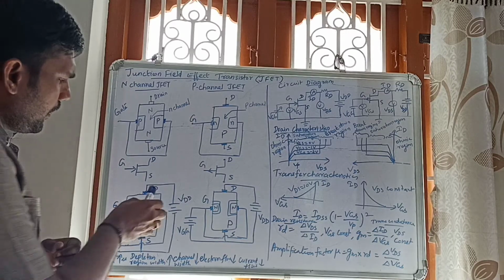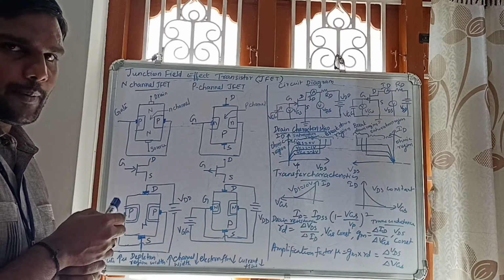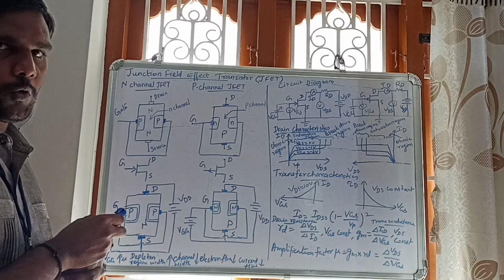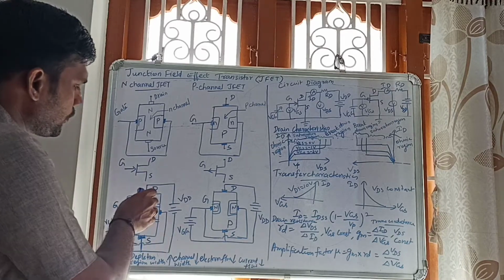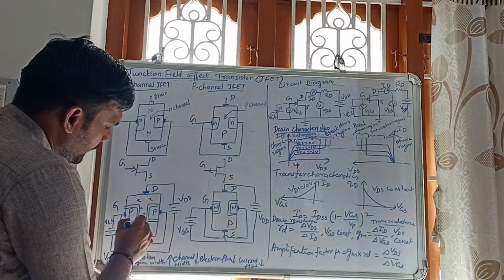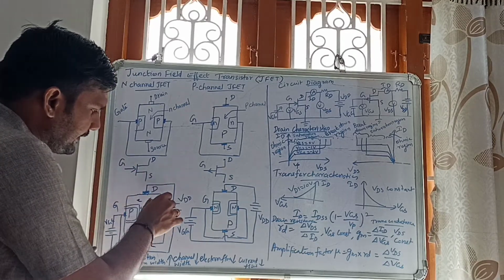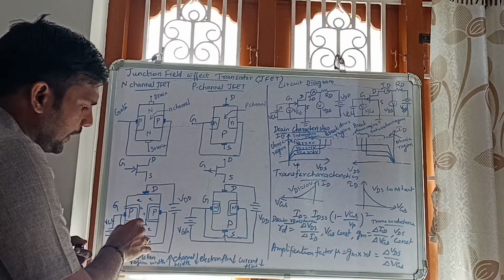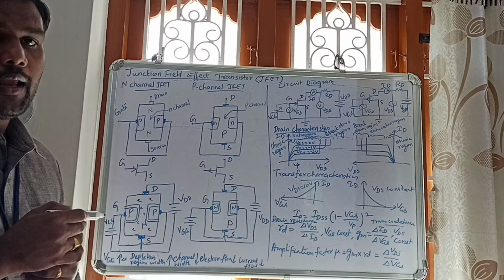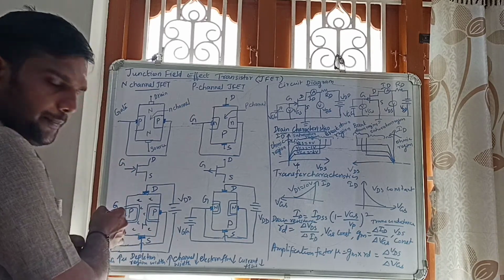Here, for the drain, positive supply is given. For the source, negative supply is given. So in N-channel, this is the N-type region. The majority carriers are electrons. Electrons have negative charge, so the electrons are attracted by the positive supply and repelled by the negative supply. So the electrons are flowing in this direction. And to control the current flow, VGG can be adjusted.